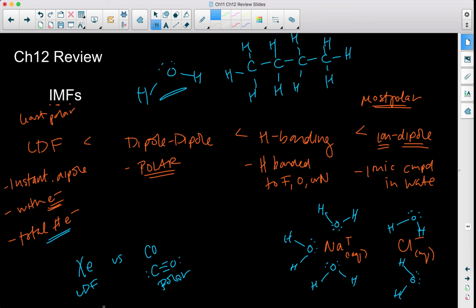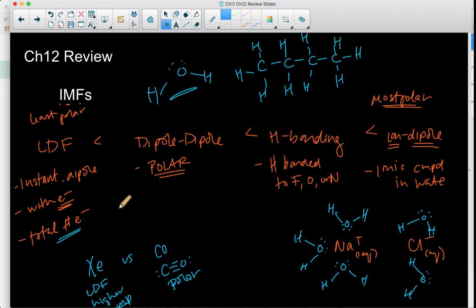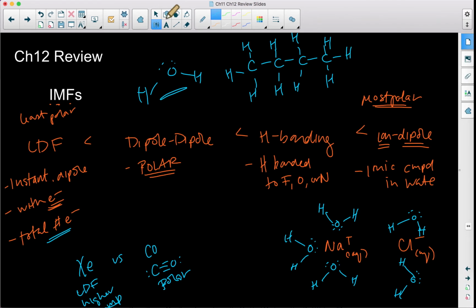So if we're thinking about it, this we would think would have a higher melting point. But if I tell you this one has a higher melting point, you should be able to justify why it would have a higher melting point. So you could go look at a periodic table, figure out how many total electrons xenon has, which is a boatload, and then say that in this case the LDF is stronger than this dipole-dipole because of the total number of electrons. Yes? Okay.